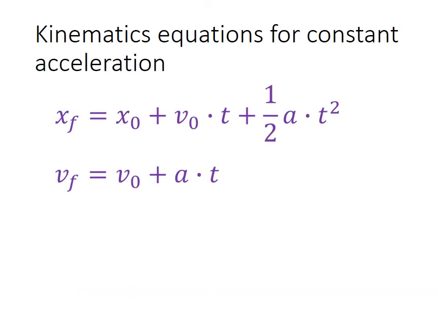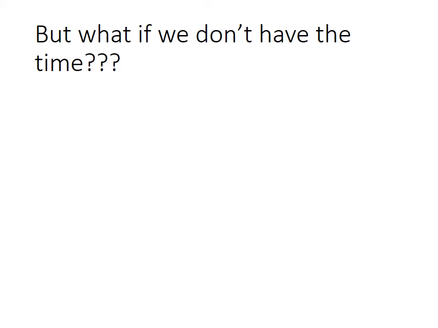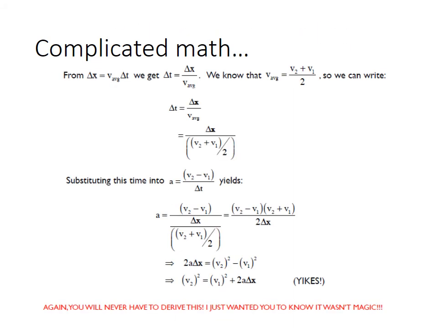We also now have kinematics equations for motion with constant acceleration. I have both position and velocity as a function of time. Okay, but what if I have a problem where I don't have enough pieces of information to solve one of those? Like, what if they don't give me a time? Well, there's some complicated math, and this uses the fact that if acceleration is constant, then your average velocity is your initial plus your final over 2. We're not going to worry about that.